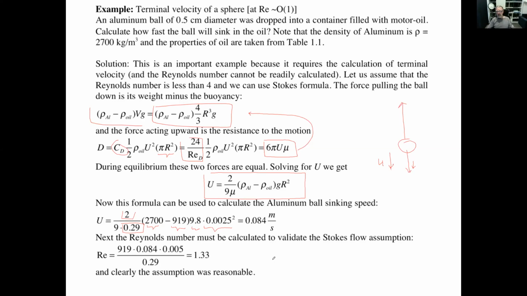Check the Reynolds number, because we assume that it's going to be in the very low Reynolds number range. And then indeed, the Reynolds number turns out to be 1.33. So definitely the formula we took, which is 24 over Reynolds, is correct. So that was a good assumption. Okay. Well, let's go on.